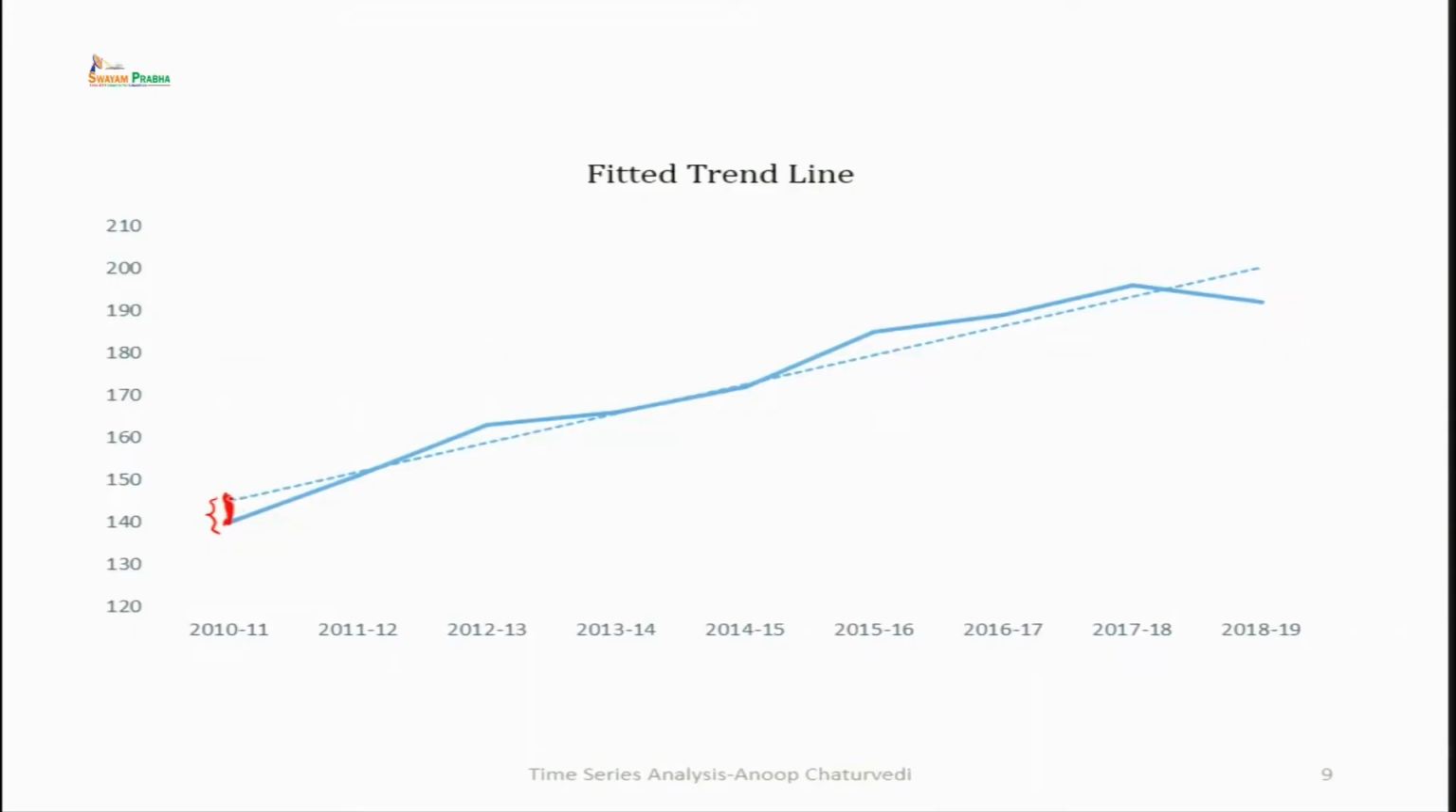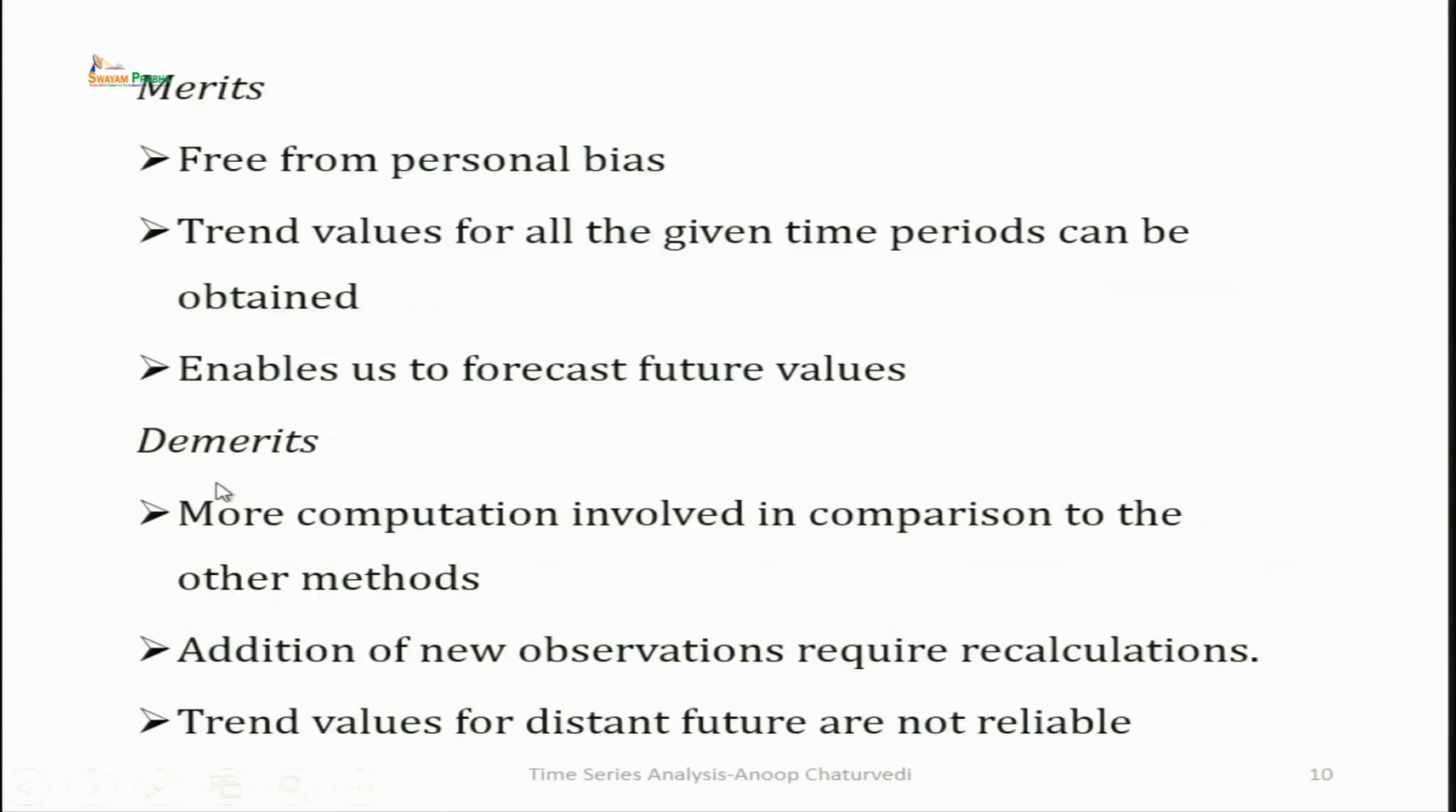So, your main focus is on the distances between the observed y t's and the corresponding trend values. Corresponding trend values means you have to take distances parallel to the y axis. These are the merits of this method. It is free from personal bias. If 10 people are fitting a straight line, they all get the same result. Trend values for all the given time periods can be easily obtained.